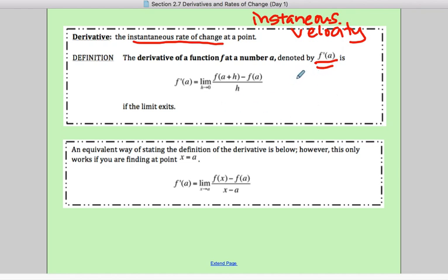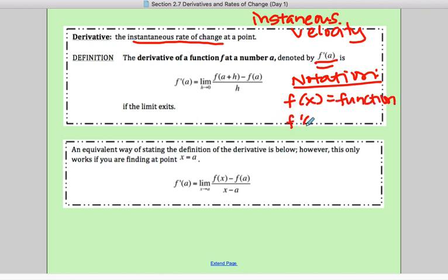So notation is that we've got f of x, that is talking about your function or your original position function. And then f prime of x is talking about the derivative of f of x. And derivative is rate of change, so it's your slope at one point, okay? Because it's in that instance.